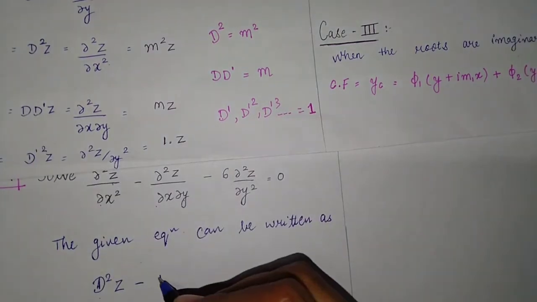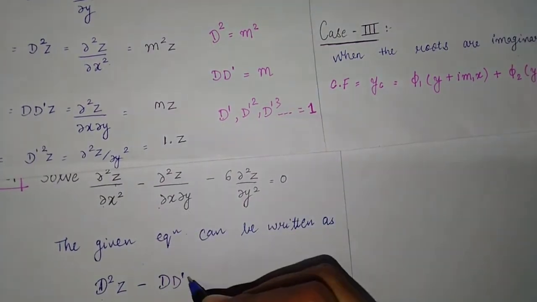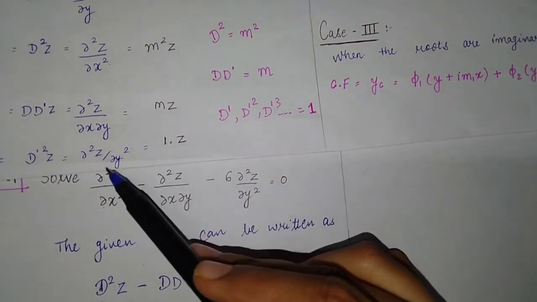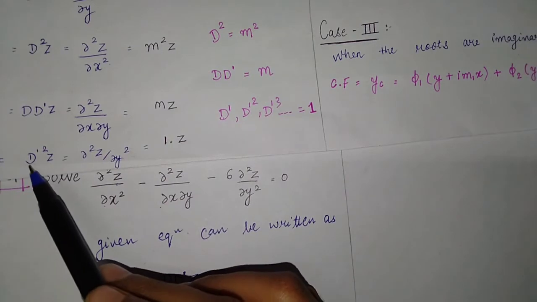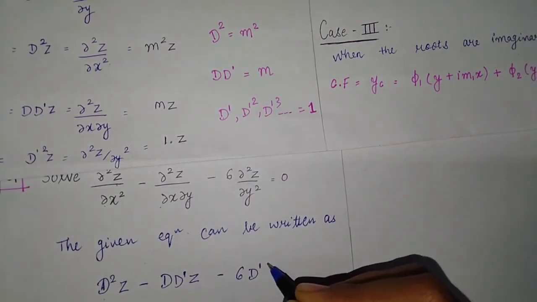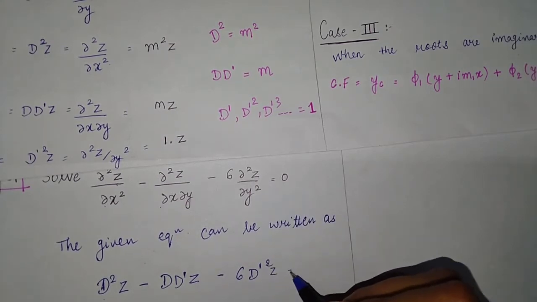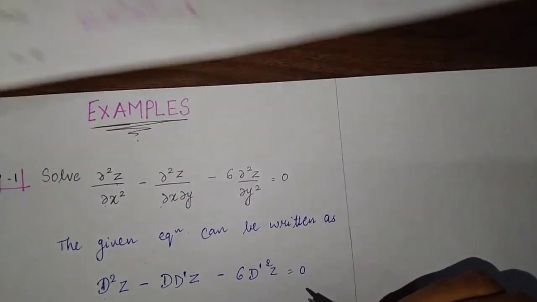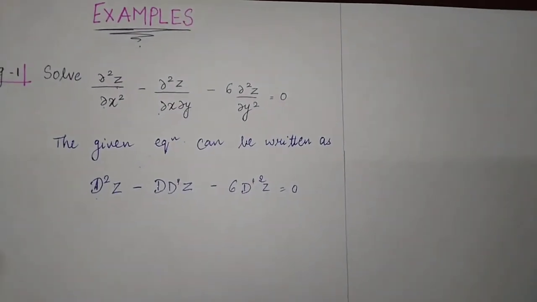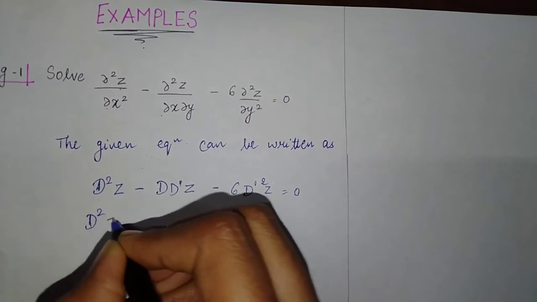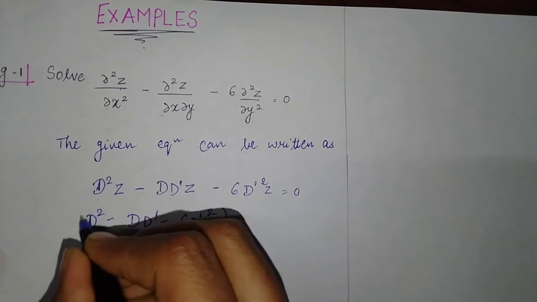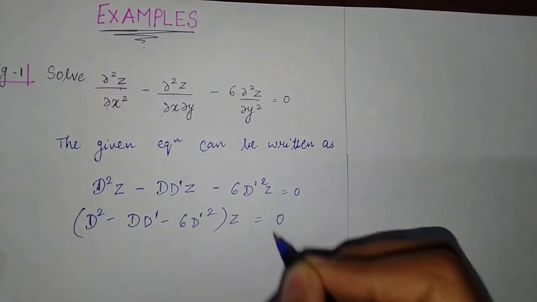So here we will write d into d dash and z as it is, minus 6 into del square z by del y square. In place of that, what did we write? d dash square. So here we will write d dash square and z as it is, equal to 0. Now if I take z outside, then I will get d square minus d d dash minus 6 d dash square, and z common, equal to 0.